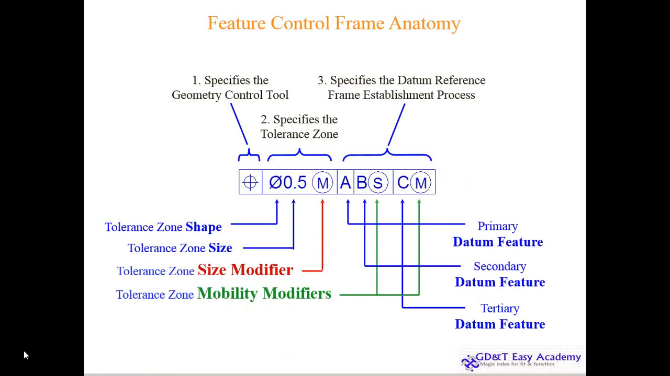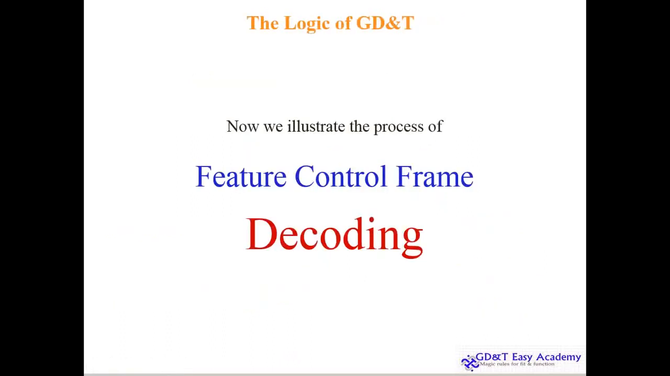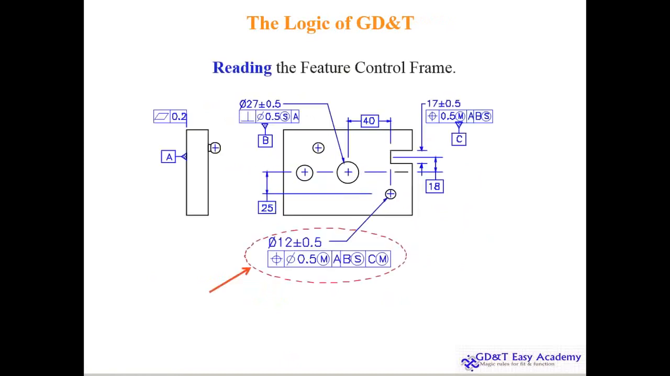So most of the people, they wrongly interpret this area and they add to the primary tolerance zone. So this, don't forget about this. If you have this type of interpretation, just today change it. And feature control frame decoding, now we'll try to understand. So quickly we'll go through this, and again our focus is this point.